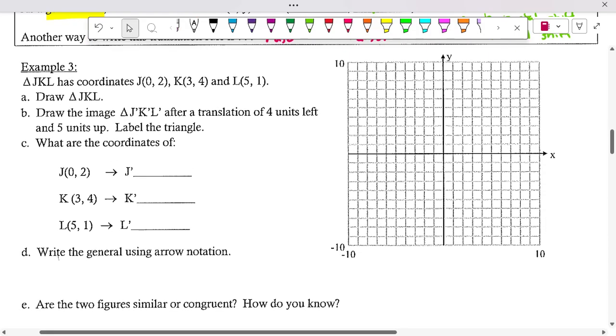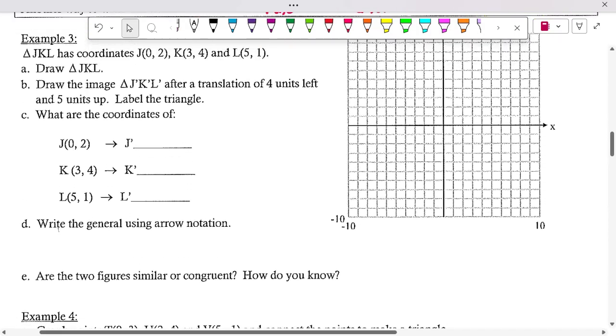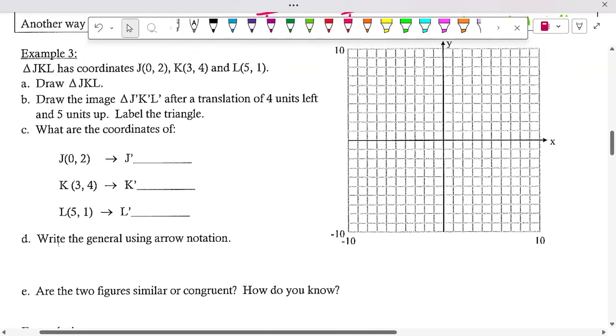All right, so what I want you guys to do, I'm going to give you a couple minutes. Try example 3 on your own. So do all of example 3. Plot the original, get the new coordinates, write it in arrow notation, and then answer the last question.